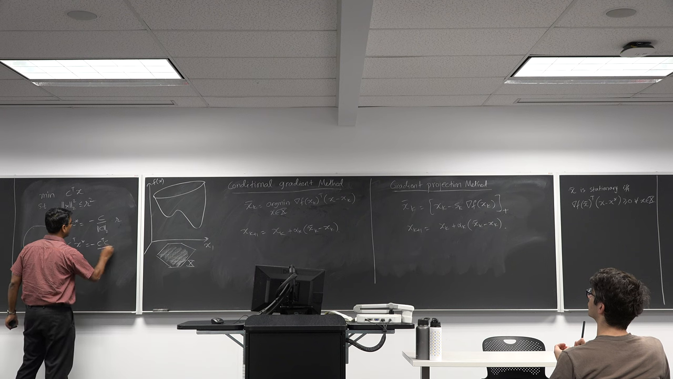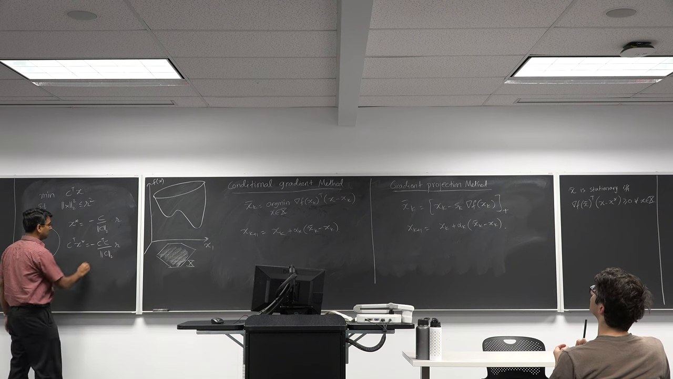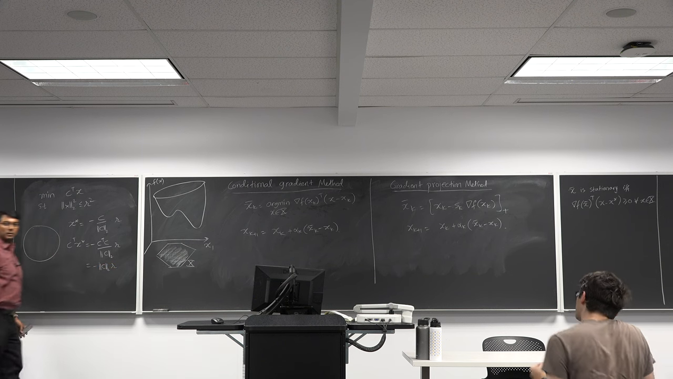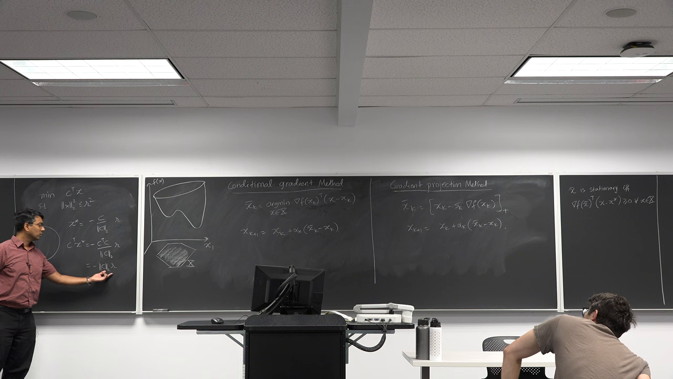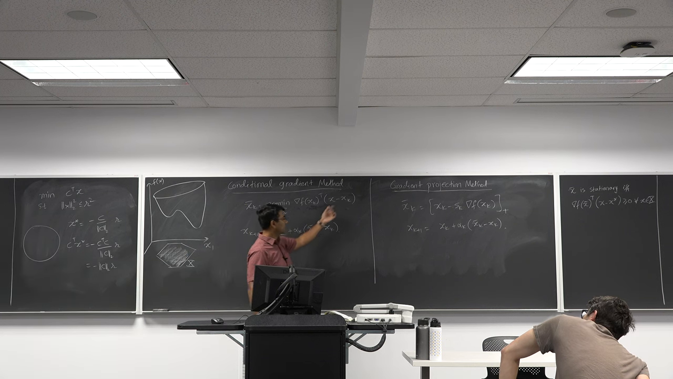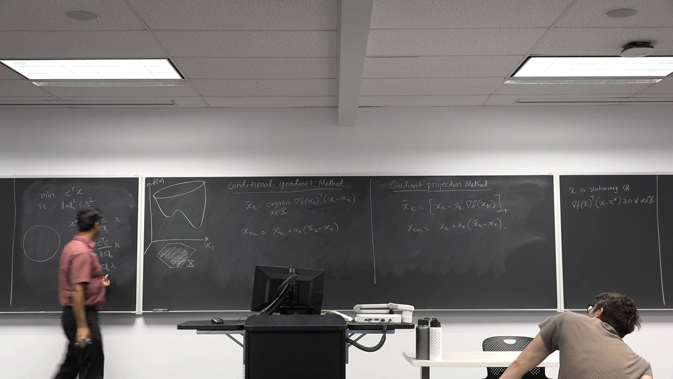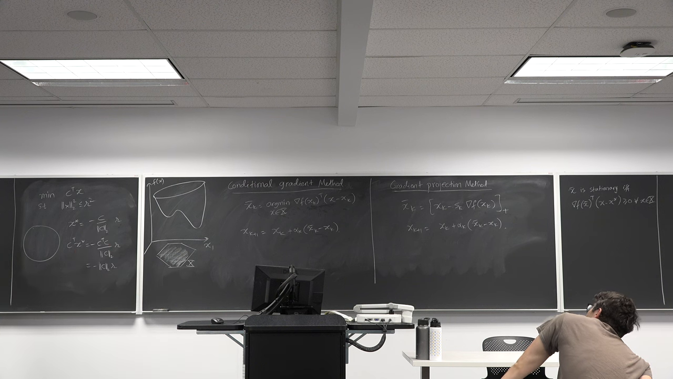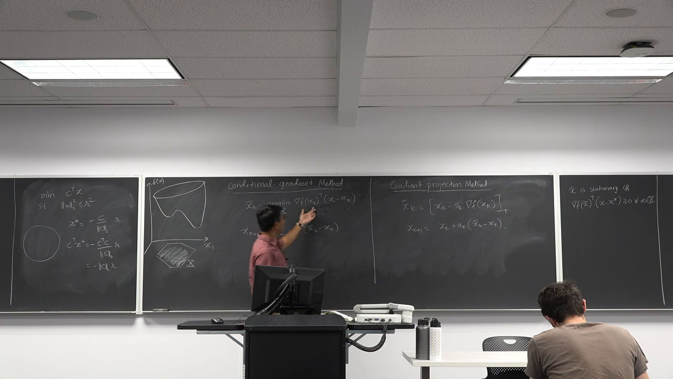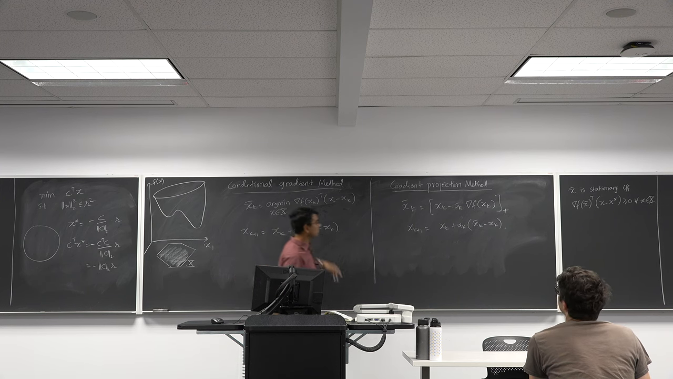Minus C transpose C over norm of C. This is right, it's a negative value. Remember that the gradient of f(x) transpose direction d has to be a negative value. So we get something negative. In this case, evaluating this particular x bar k is very, very easy.